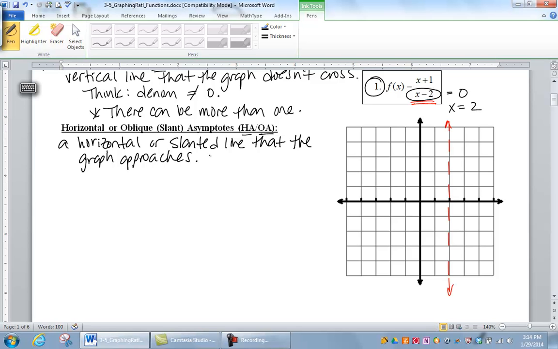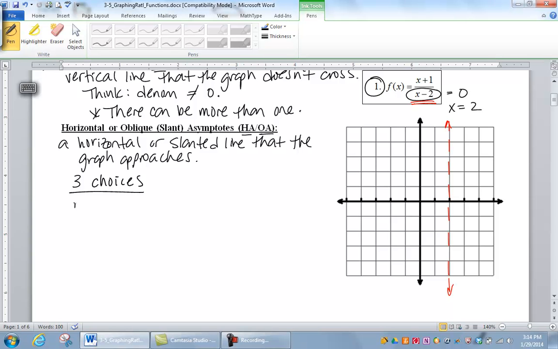And there's different ways to find it based upon the equation that you're given. You have 3 choices. Again, it's just going to be another dotted line that we're going to put on our graph, but it's either going to be horizontal or slanted, and it's going to serve the same purpose. The graph is going to get closer and closer to it, but usually not touch it. And we'll talk about why I said usually much later in this packet.